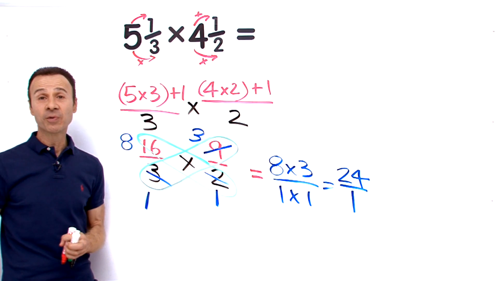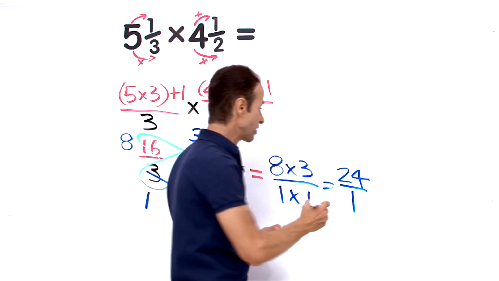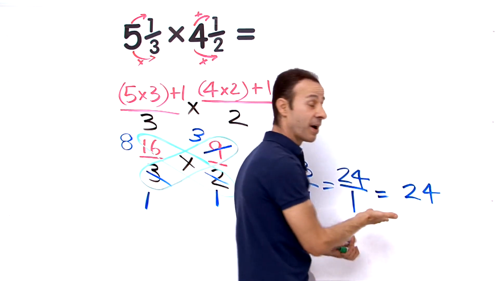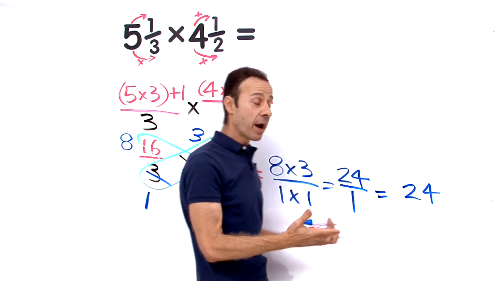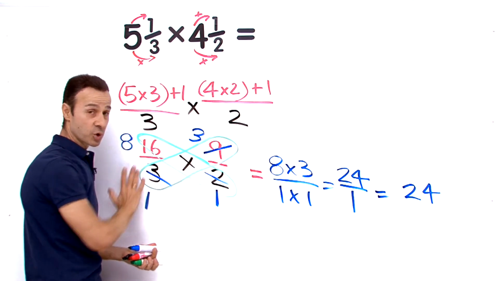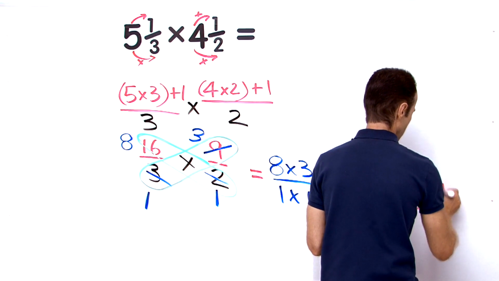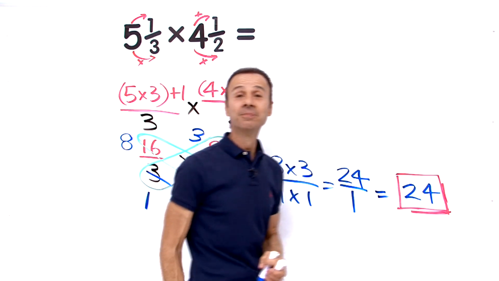Okay, you'll notice 24 over 1 is very easy because it's a whole number, so the answer is just 24. Not a lot of simplifying here. We don't have to reduce it. Why? Because we did the reducing all here because we could. There you go. Hope that helps.